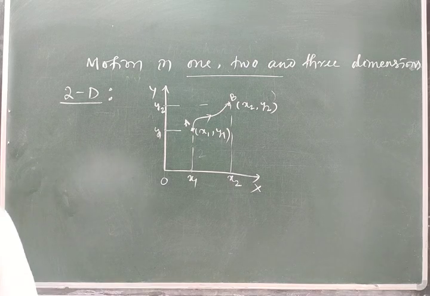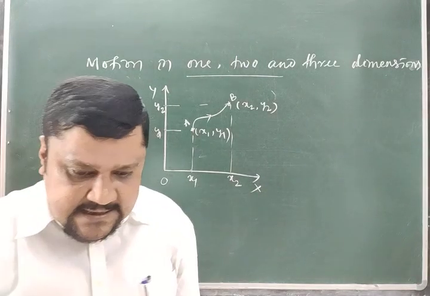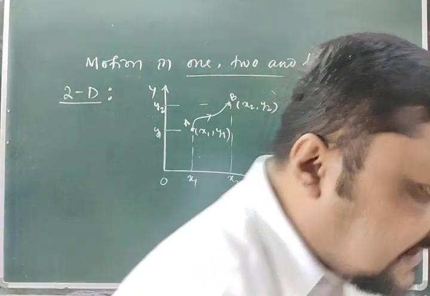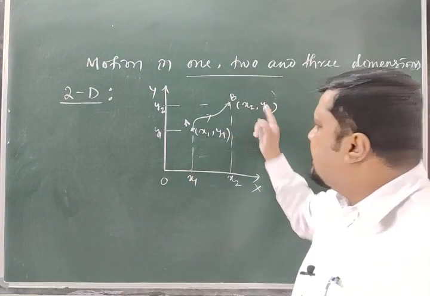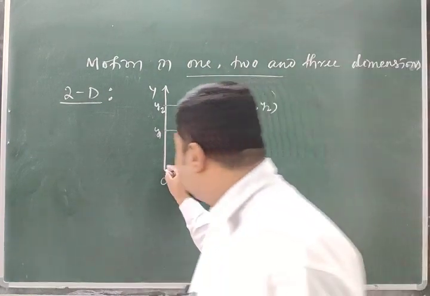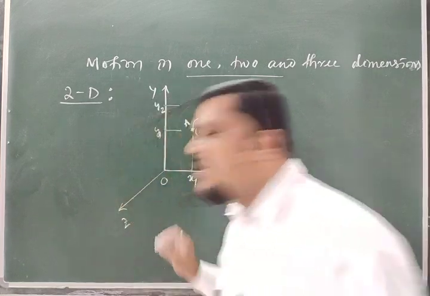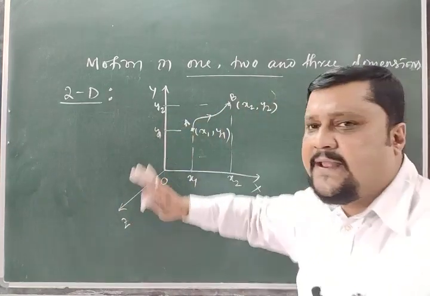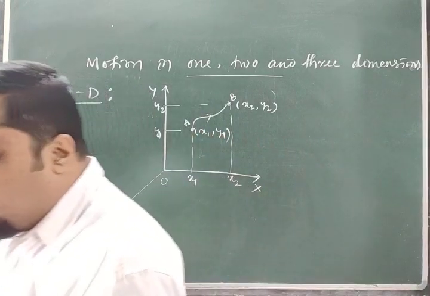to describe the position of the object in a plane, since two coordinates change during the motion, it is two-dimensional. If you take the z-axis as well, the z-axis is not changing, which means the body is moving on this plane. So that is a two-dimensional motion.